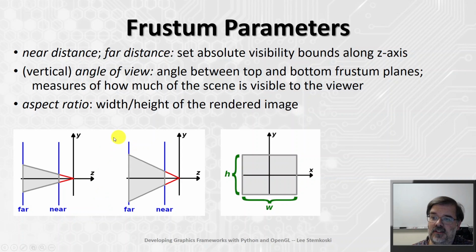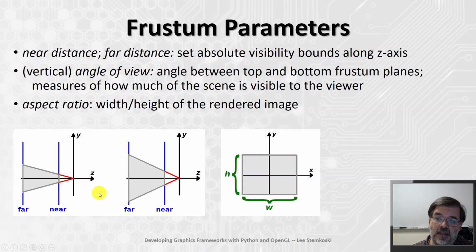In this diagram on the left, we get a view of the frustum from the side. That is, imagine you're looking down along the x-axis. Remember, the frustum is centrally aligned with the negative z-axis, and that's why it appears on this side in each diagram. Here we have the near distance, and here we have the far distance. And this angle right here is the angle between the top plane of the frustum and the bottom plane of the frustum. That's your vertical angle of view.